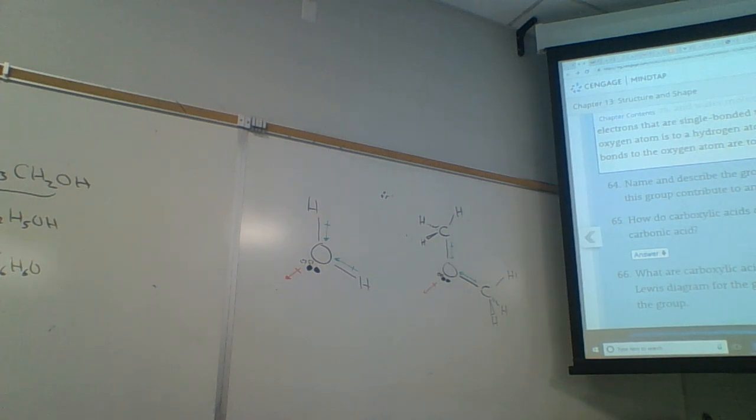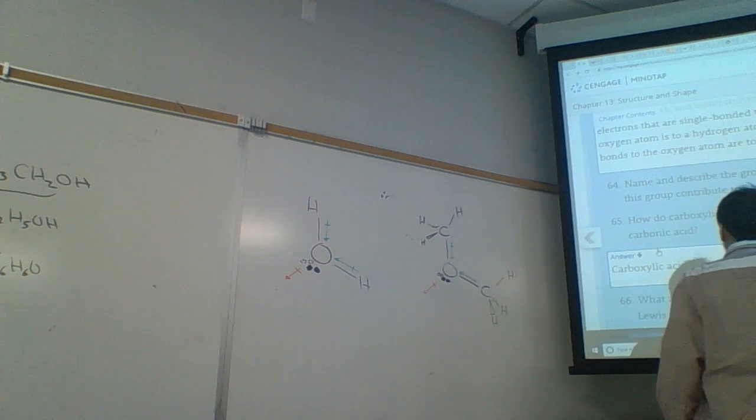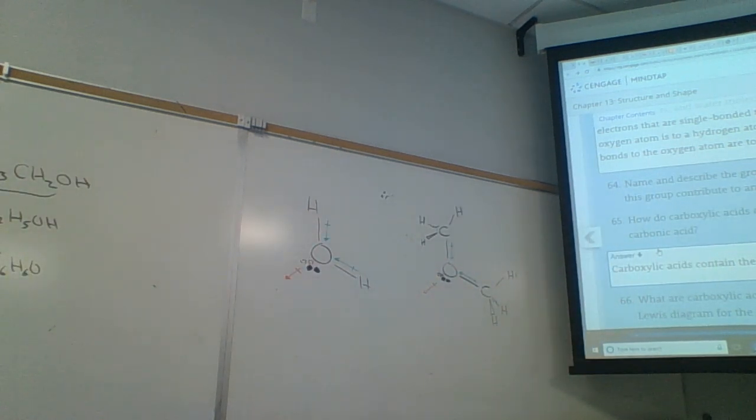How do carboxylic acids differ from other acids, such as hydrochloric, sulfuric, and carbonic acid? Well, carboxylic acids contain the carboxyl group. Let's take a look at sulfuric acid. Let me just show you the two ways we would draw sulfuric acid. One way we do it like the book. The book does not like to expand the octet. And so if we do it the book's method, then we're going to get a structure that looks like this.